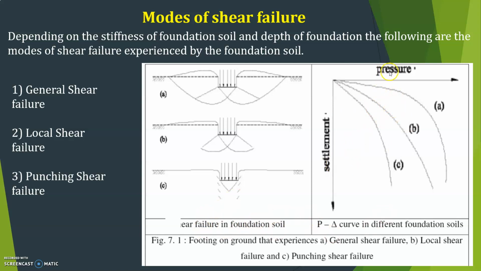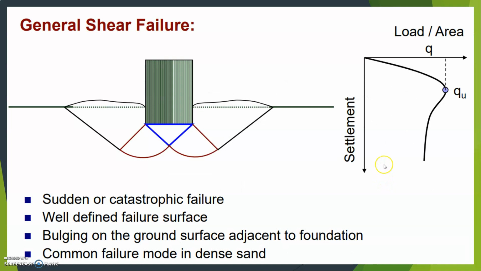This is pressure and settlement, P delta graph. It is the P delta curve in the different foundation soil. This is for general shear failure A, and this is for local shear failure, and this is for punching shear failure. Now we will see in detail what is general shear failure.